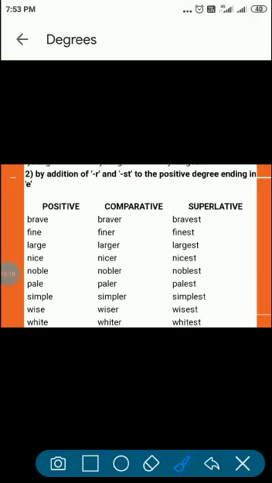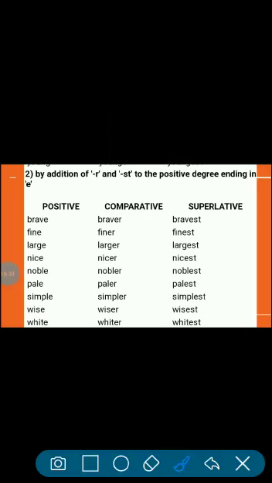It is about adding R or ST to the positive degree. So why R or ST? Because you can see there is already E at the last of these words. So when there is E at the last of any adjective or adverb, you can use only R or ST to make its comparative and superlative forms respectively.